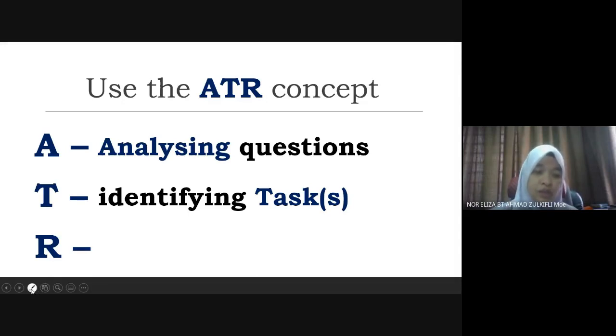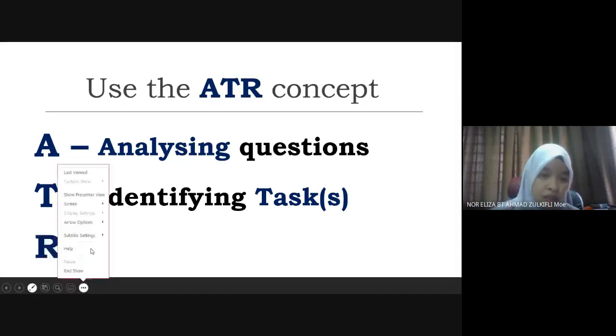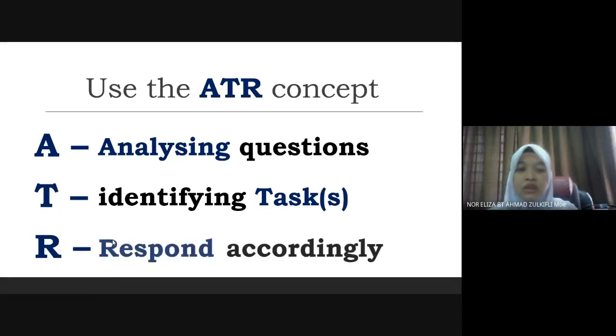When you respond, you respond accordingly. What you're asked to do, that's what you have to answer. Okay? Remember, A is analyze the question, T is for task, and R is for respond. So whatever question you get, do the ATR concept. Even though it's for your history subject, your math subject, your BM as well, and the other subjects, use the ATR concept. It's very helpful, actually.